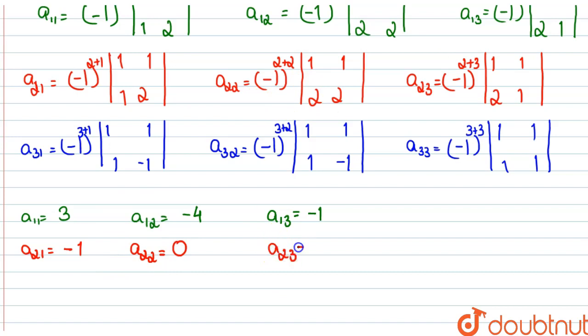Now A23 will be minus sign from minus 1 to the power 5. And 1 minus 2 minus 1, so we'll have plus 1. Now our A31 will be minus 1 to the power 4, so plus 1 and minus 1 minus 1 minus 2. Now our A32 will be minus sign and minus 1 minus 1 minus 2, so we'll have plus 2. Now A33 will be 0.